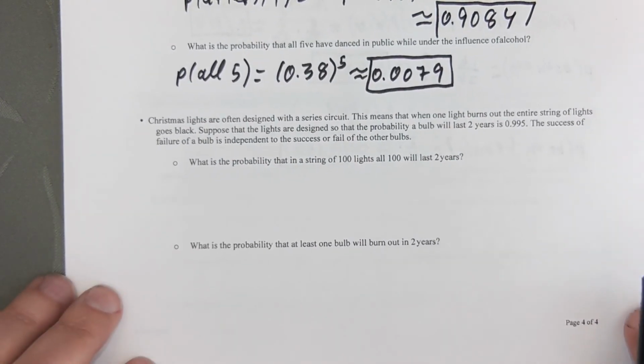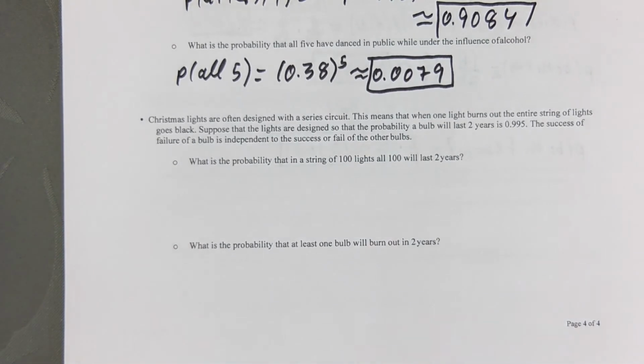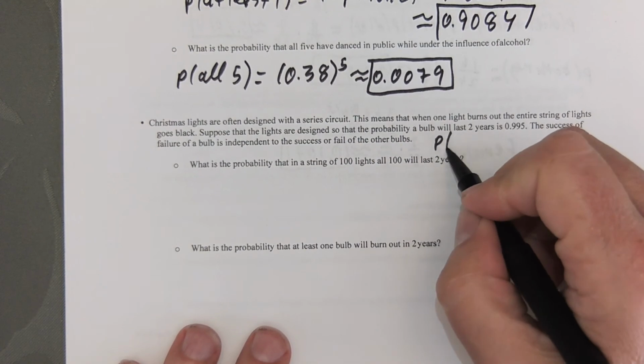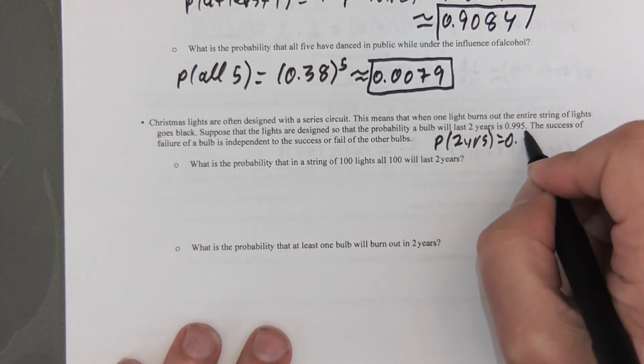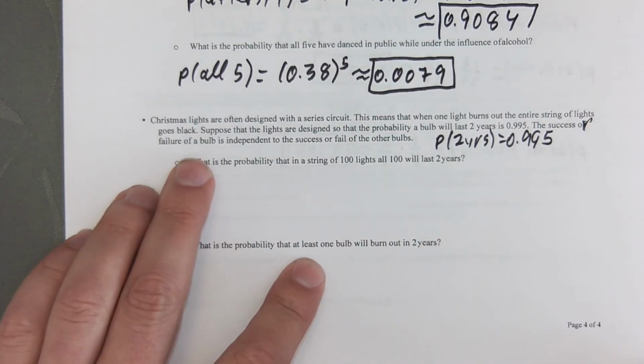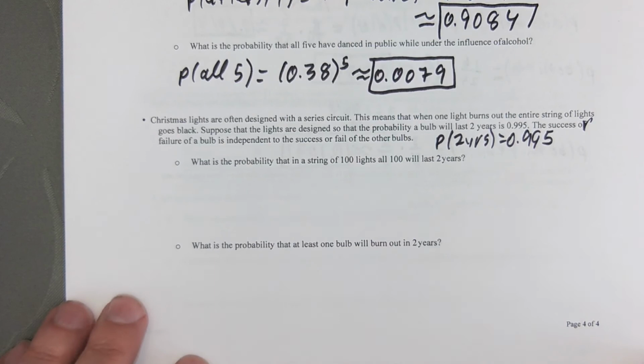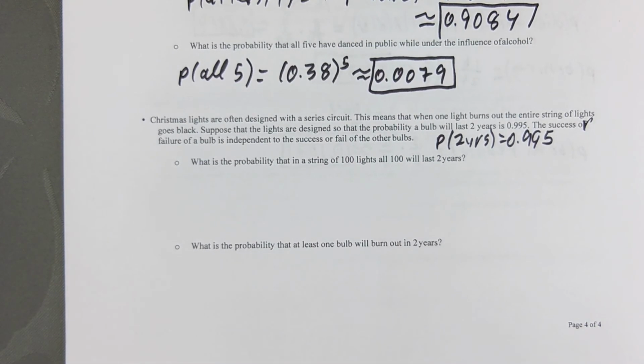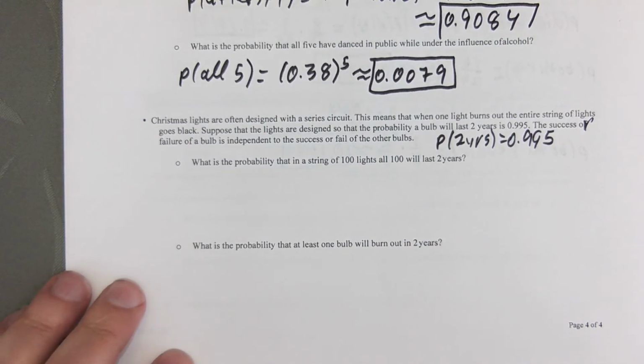All right. Here we have a Christmas light scenario. Christmas lights are often designed in a series circuit. This means that when one light burns out, the entire string of lights goes black. Suppose that the lights are designed so that the probability a bulb will last 2 years is 0.995. The success or failure of a bulb is independent of the success or failure of the other bulbs. What is the probability that in a string of 100 lights, all 100 will last 2 years?